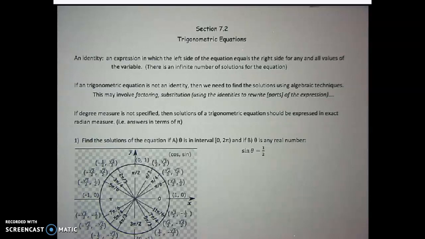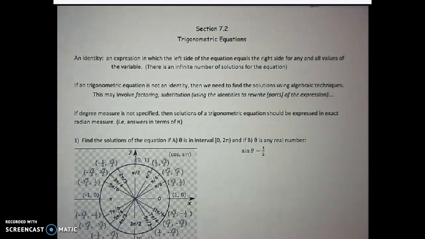So this may involve factoring or substitution, and a lot of times when we're using substitution we're going to be using the identities that we've already been exposed to, and also we're going to be learning some new identities to rewrite parts of the expression. Finally, if degree measure is not specified, then all solutions of a trigonometric equation should be expressed in exact radian measure. So in other words, your answers are generally going to be in terms of pi rather than degree measures. If it asks for degrees, obviously you're going to be giving degrees.